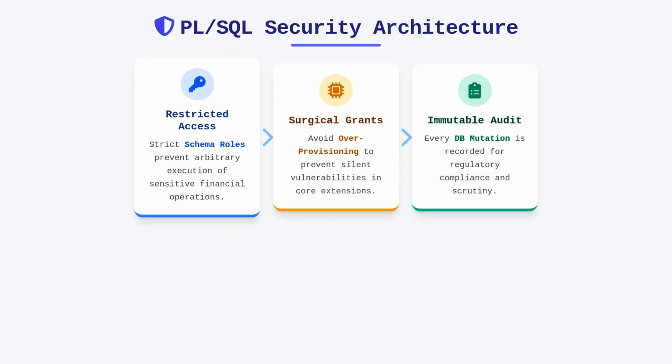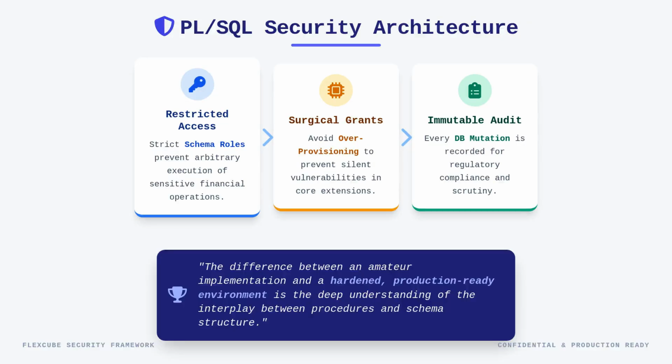Furthermore, these packages regularly interact with audit logging procedures that record every single mutation of the database, creating an immutable trail of activity that auditors will scrutinize. Maintaining the integrity of these audit calls within your own custom extensions is essential for keeping the system compliant with regulatory standards. Understanding the interplay between these procedures and the underlying schema structure is what separates an amateur implementation from a hardened, production-ready environment.